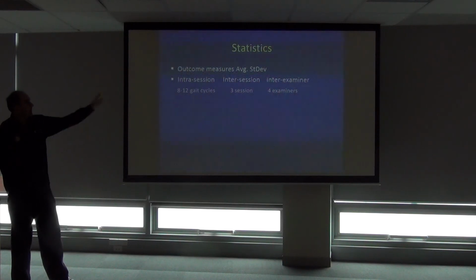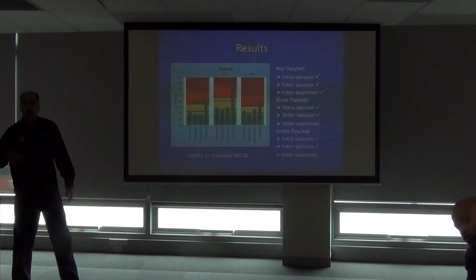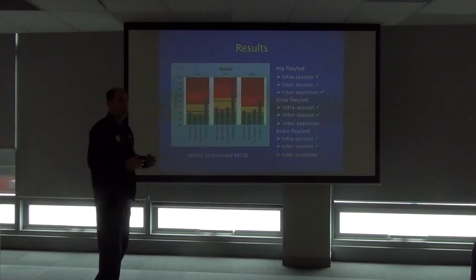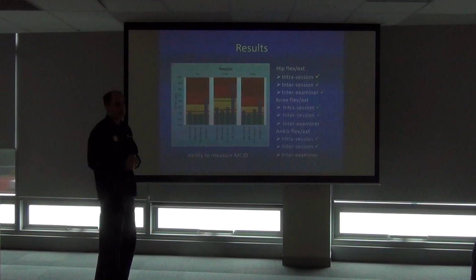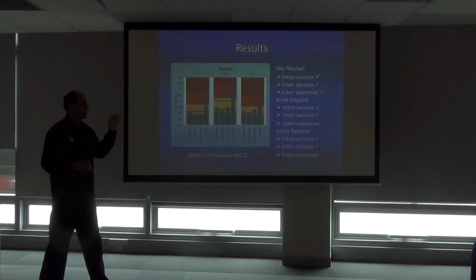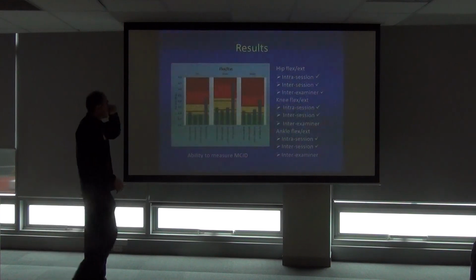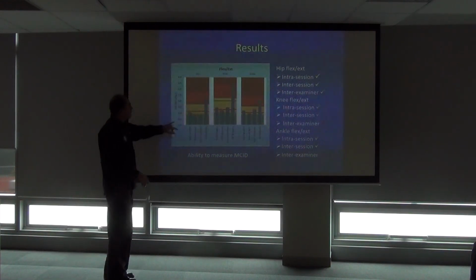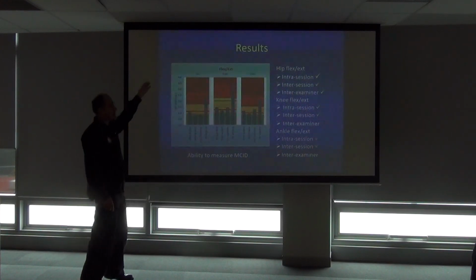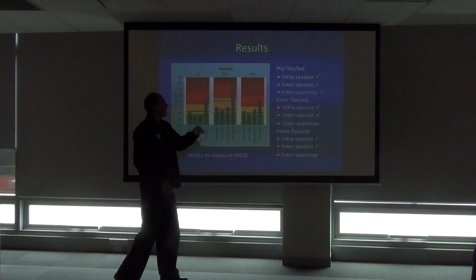Statistics again. Average standard deviation. The correlation measures, CMC and ICC, were calculated, but they're basically ignored now. We're just going to stick with average standard deviation. And same thing as before, what are we looking at? Knee. We're looking at flexion extension, knee, hip, and ankle.